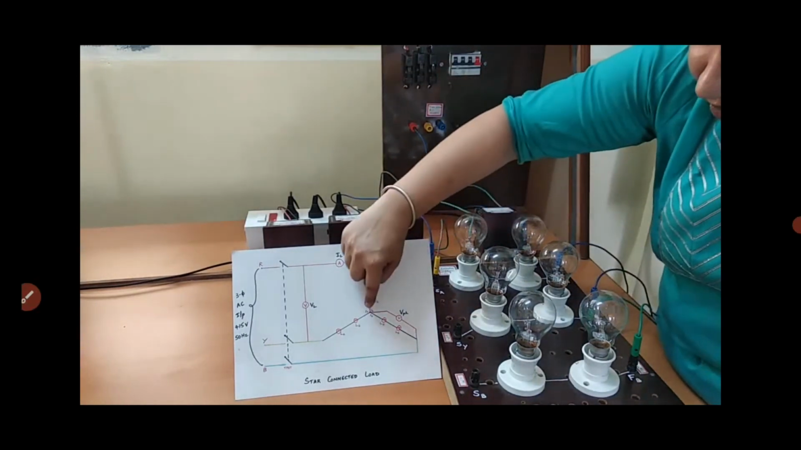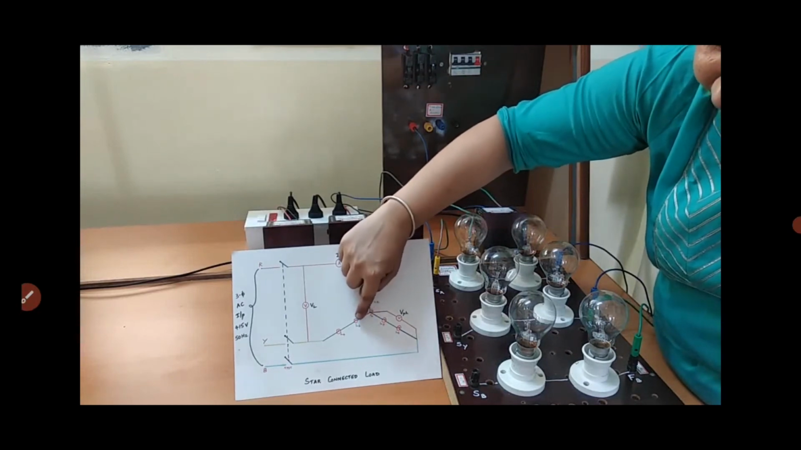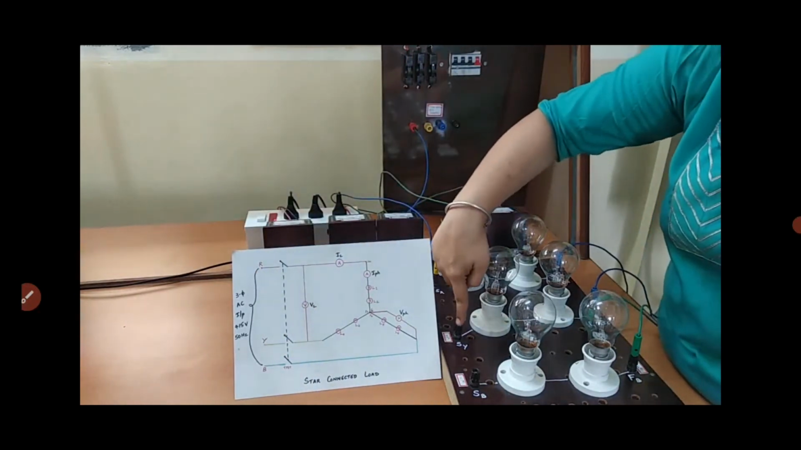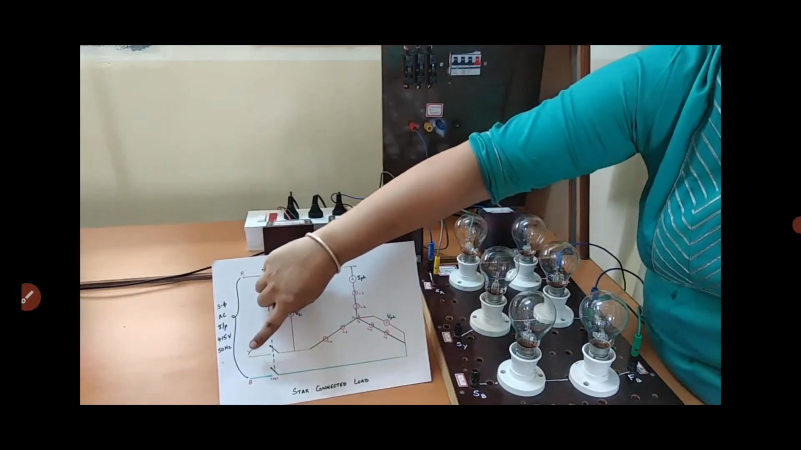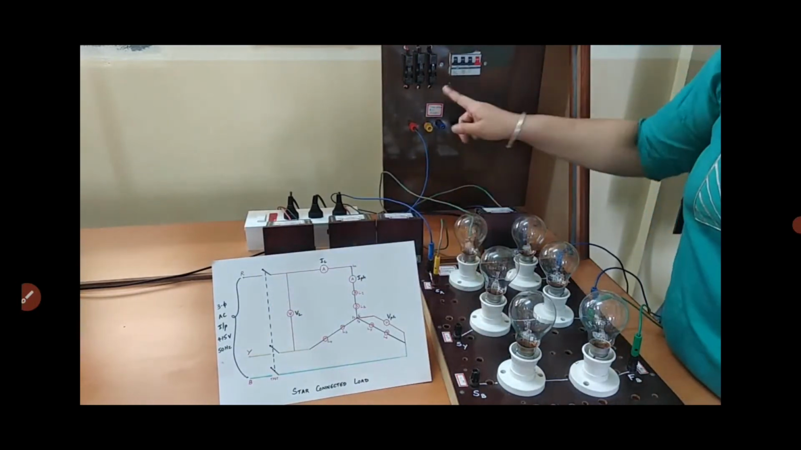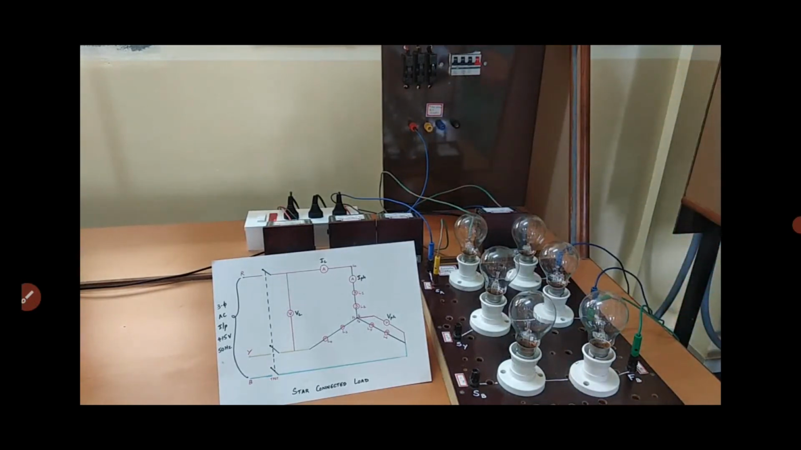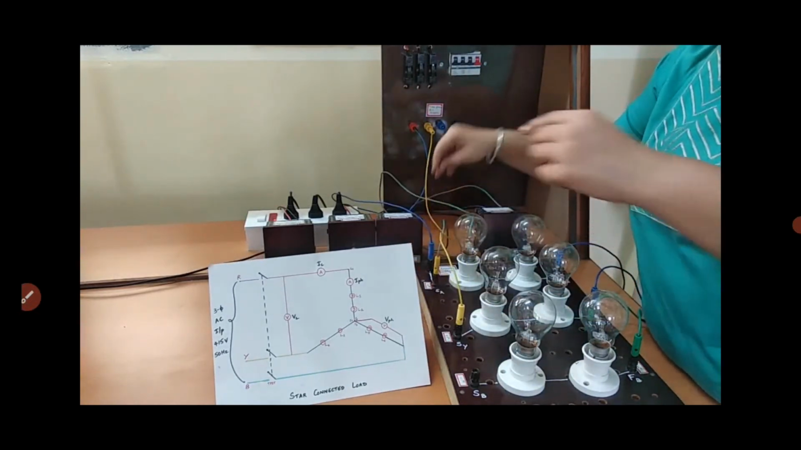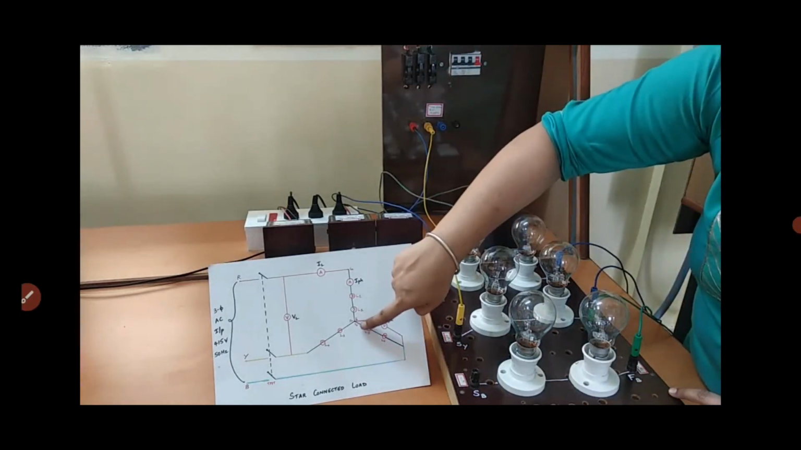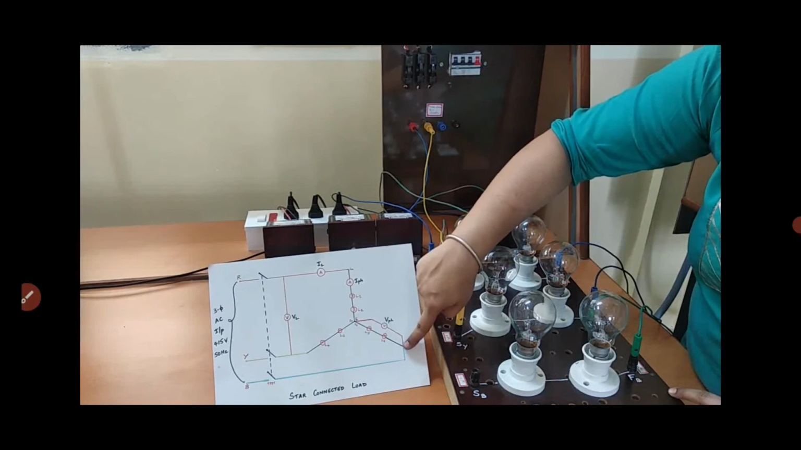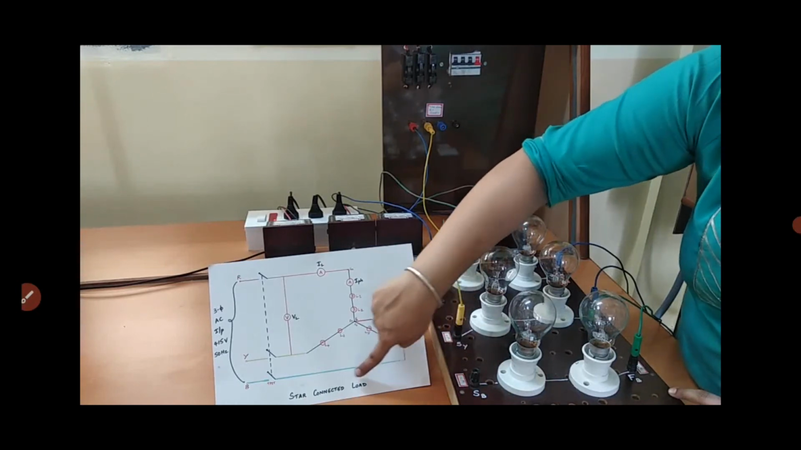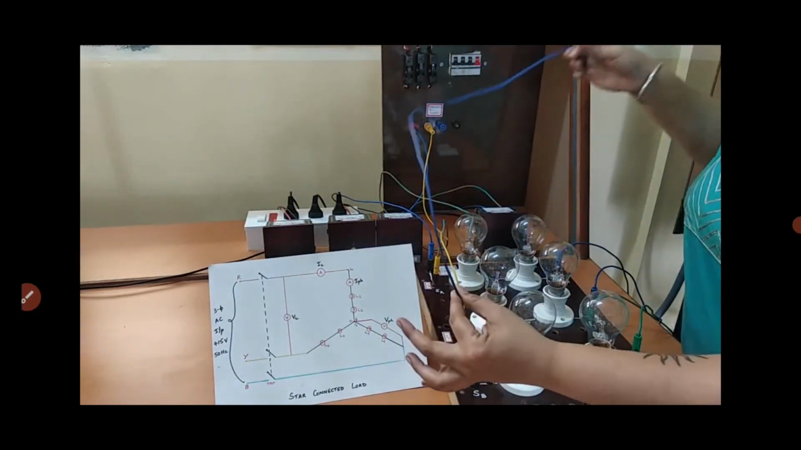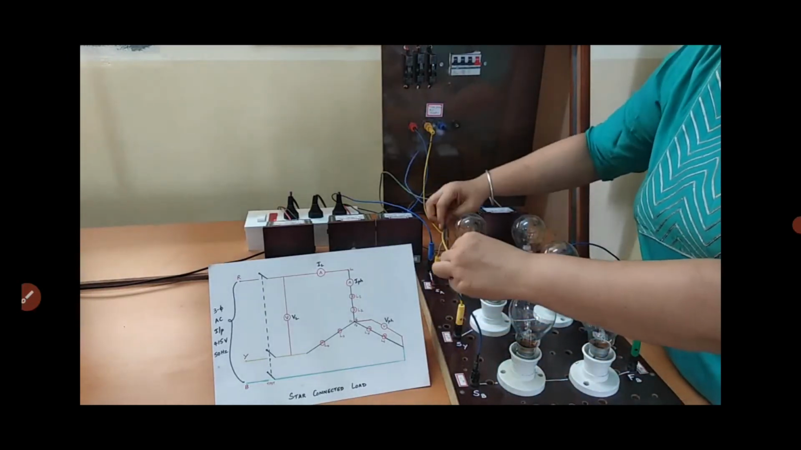Then lamp 3 and lamp 4 in Y phase. So from SR to Y phase, so SY to Y phase, then SB is connected to the B, then SB to B phase.